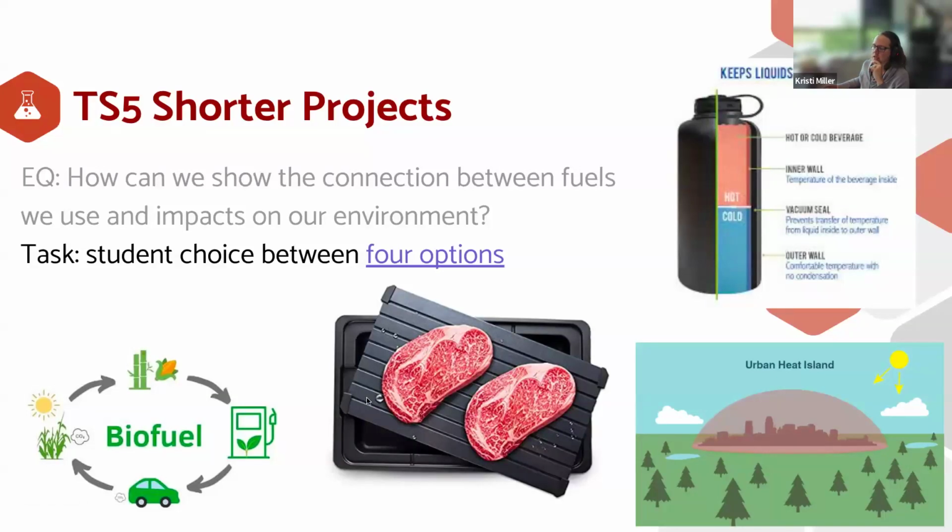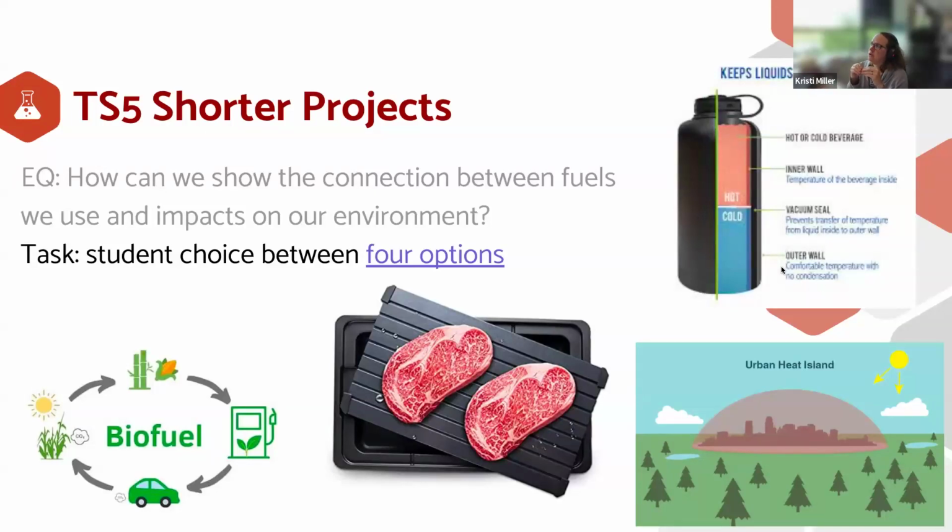So there is a defrosting tray here. And let's say you have some meat that you need to defrost. What material is best for the defrosting tray? Students have to design an experiment where they try different materials and come up with which material is best. There is mitigating the effects of an urban heat island. So if I were creating a patio space, what materials would I use? And then thinking about an insulated water bottle. How is that made? How does it keep cold things cold and hot things hot? And designing an experiment to test those things.